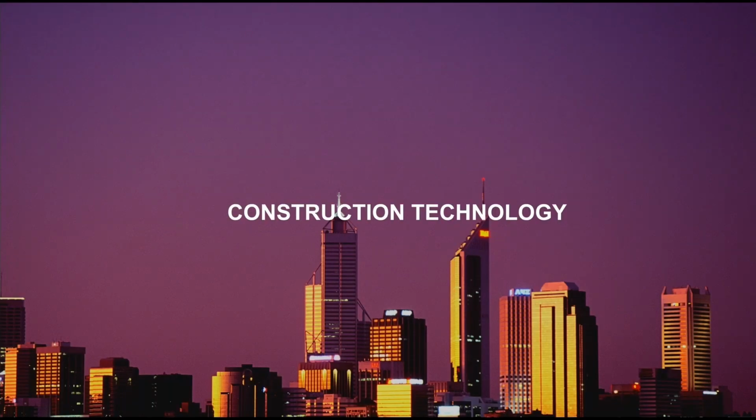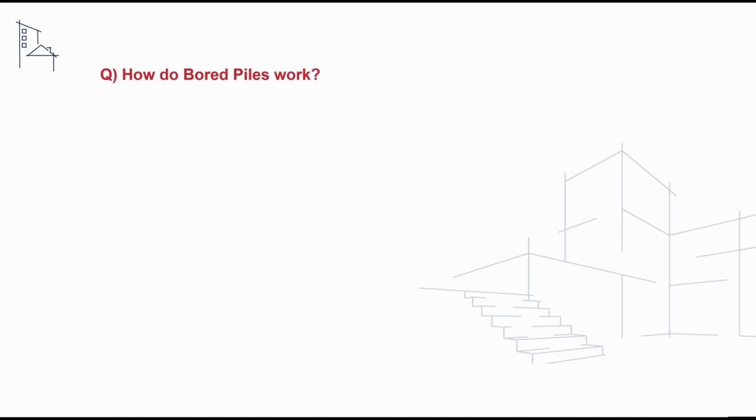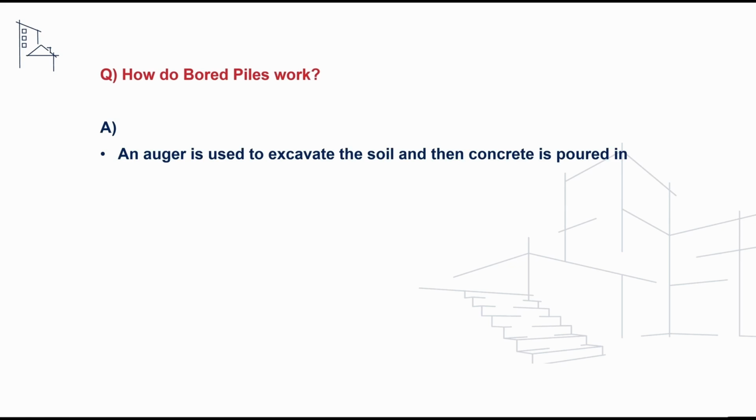We'll now take a look at some questions focusing on the construction technology competency. Under this competency, we may be asked a question on our knowledge of the different types of pile foundation methods. And to address this, we can first of all reference sheet piles, secant piles, bored piles, and precast piles. We may then be asked a follow-on question on our knowledge of how bored piles work, and to address this we could say that an auger is used to excavate the soil, concrete is then poured in along with any reinforcement that's required.